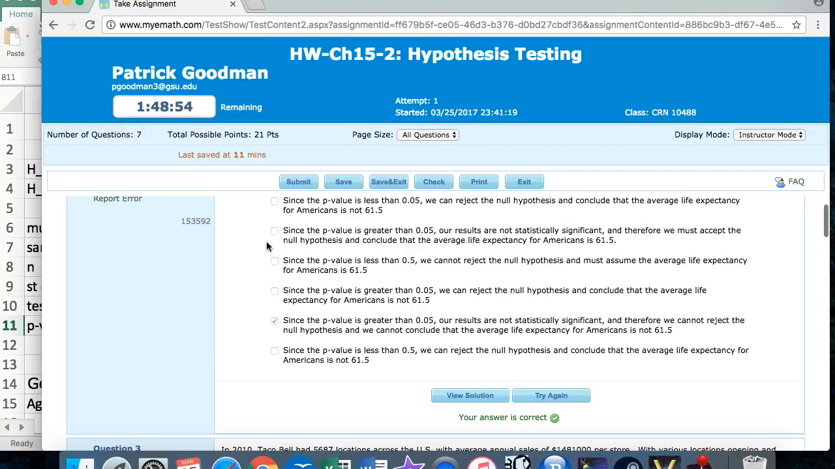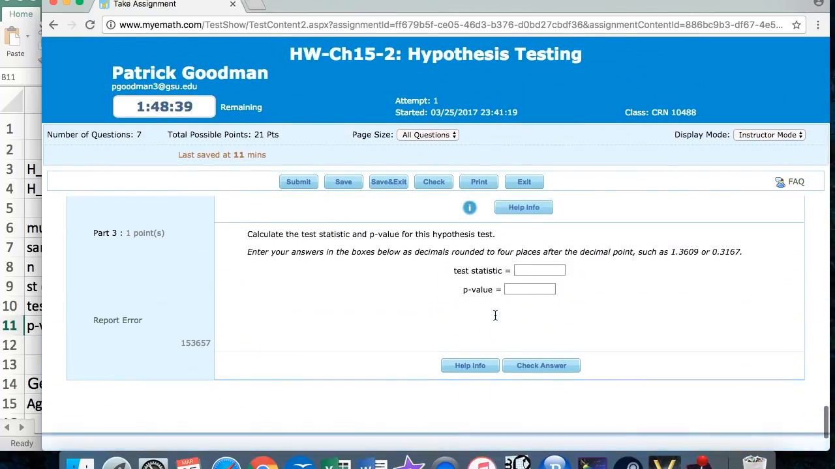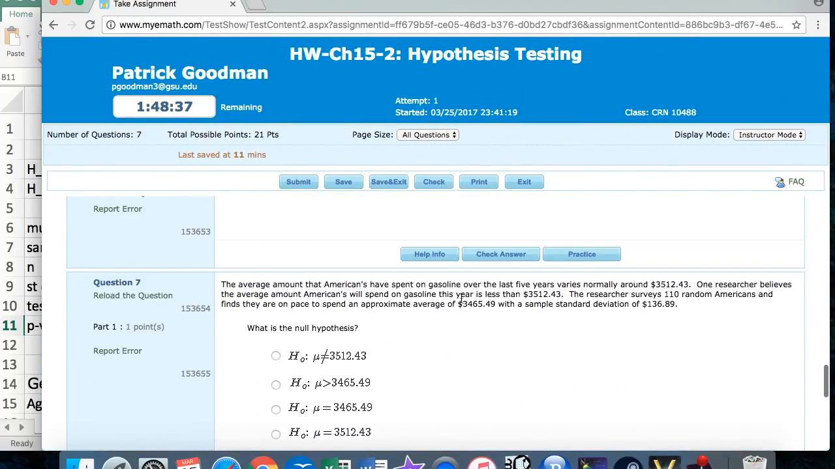So be careful, because two of these answers seem like they could be true, but then it comes down to whether your null hypothesis ends up winning out, right? That doesn't mean it's true. It just means that your hypothesis was false. Okay, so that's all of this stuff. All the rest of these you should be able to do.